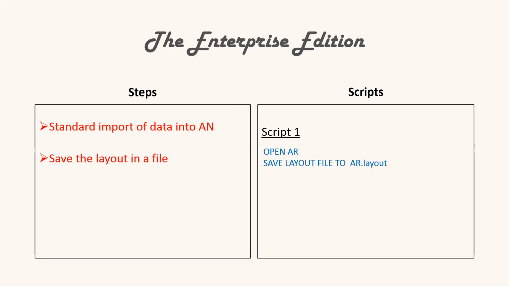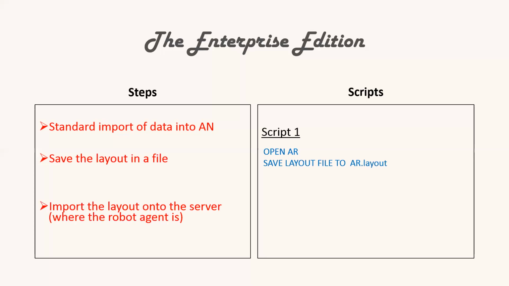We save that layout in a file. And that is the script we would write. So I've just given the script an exciting name, script 1. So let's suppose we imported a file that created a table called AR. My script would be open AR, this is after the import, save layout file to ar.layout. We're calling the file with the layout of the AR table ar.layout. So that ar.layout file will have things like, in the AR table, you have a field called customer number with start position 1, length 6, data type ASCII, and so forth. That's what it will have in it.